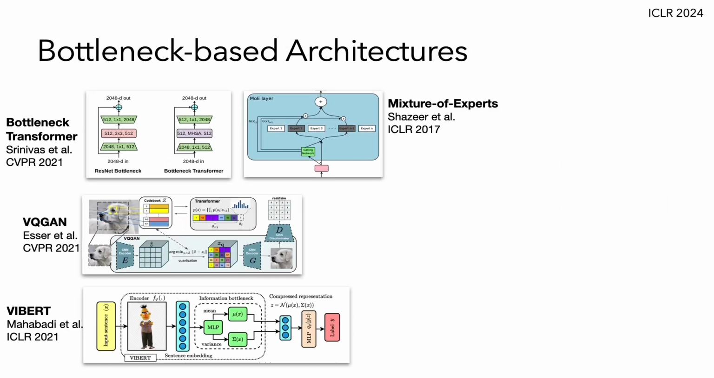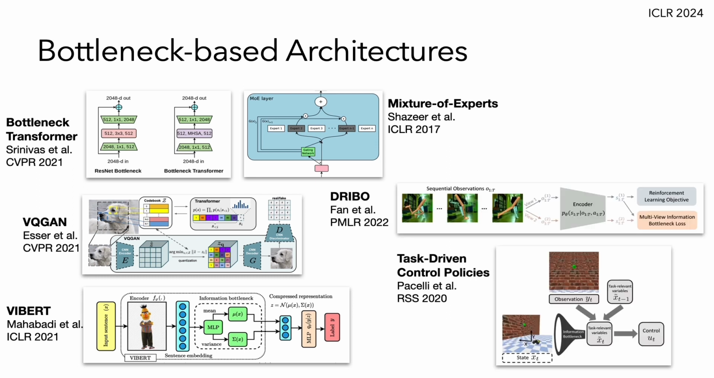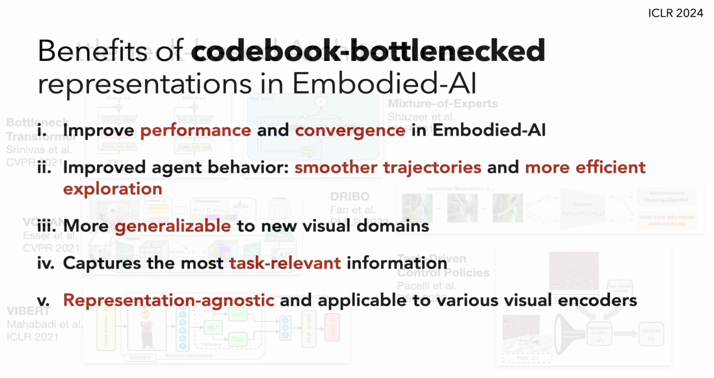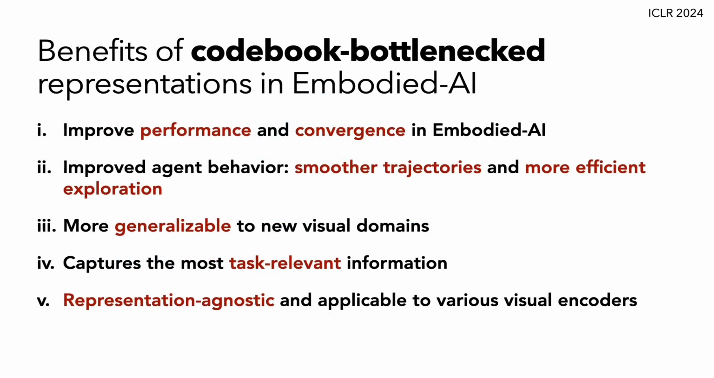Similar to our codebook bottleneck, previous bottleneck architectures have been applied in computer vision, natural language processing, as well as reinforcement learning and robotics. Next, we go to the various benefits of the codebook bottleneck representations.